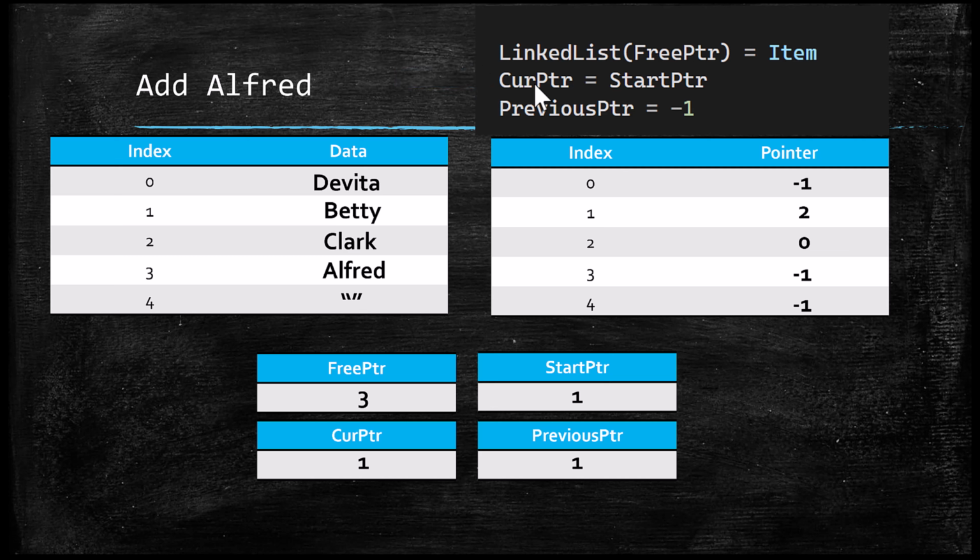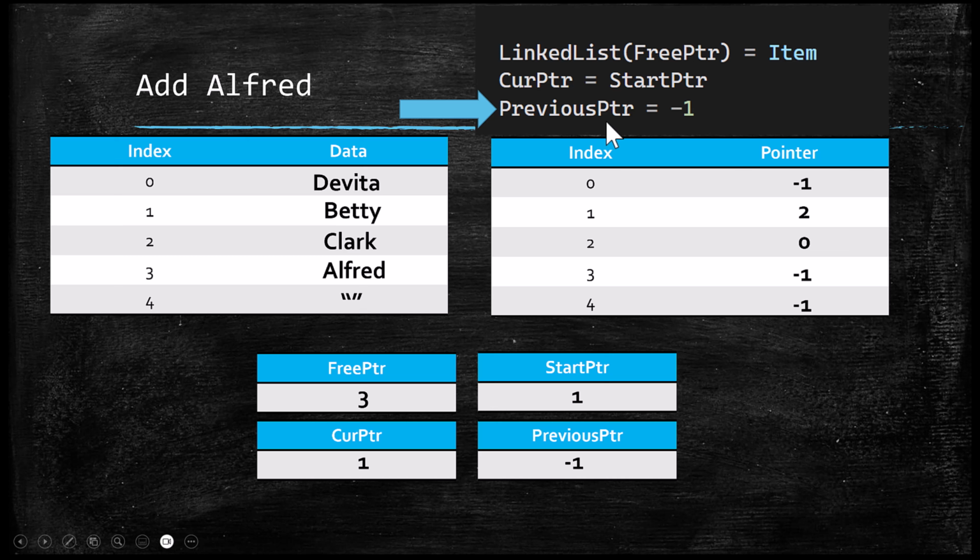And then the previous pointer. You may be saying, why did we set it to -1? Because our previous pointer here is 1. We have no way to predict when a user is going to add a name or what previous pointer is always going to be. So we're going to reset it back to -1 here. And now we are good to go.